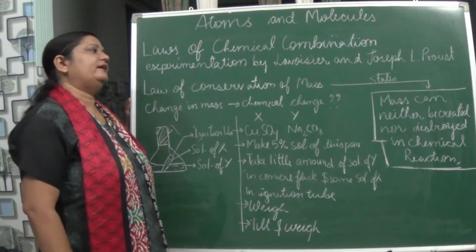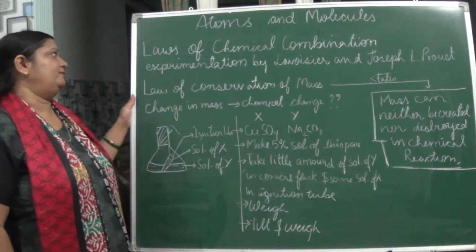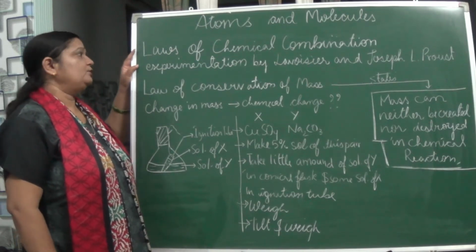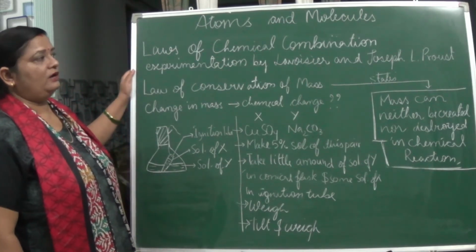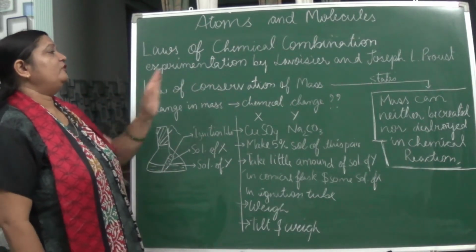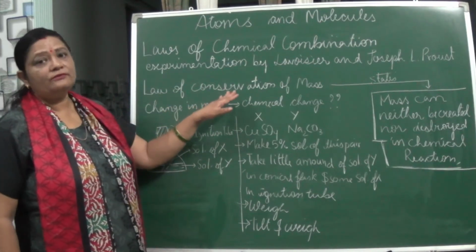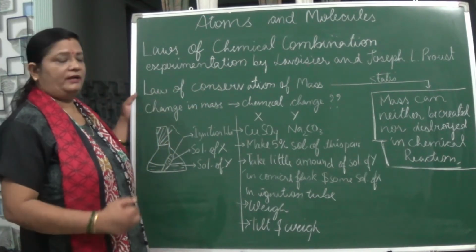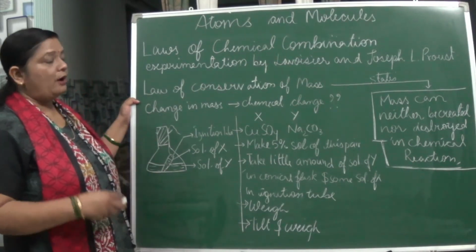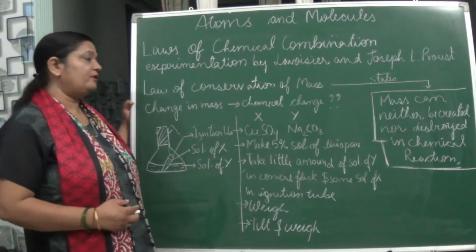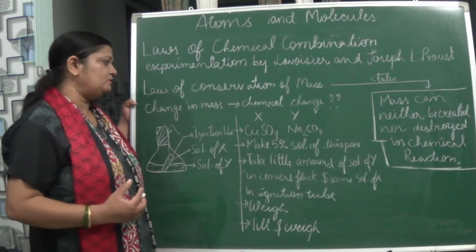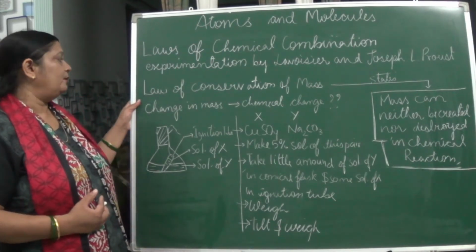Lavoisier and Joseph L. Proust did a number of experiments, and they gave the laws of chemical combination. Two laws were given, one by Lavoisier and another by Proust. Lavoisier gave the law of conservation of mass. But how did he give it? He performed experiments, isn't it? He took a number of things and saw what happens during the formation of a molecule, what happens during the formation of a new compound.